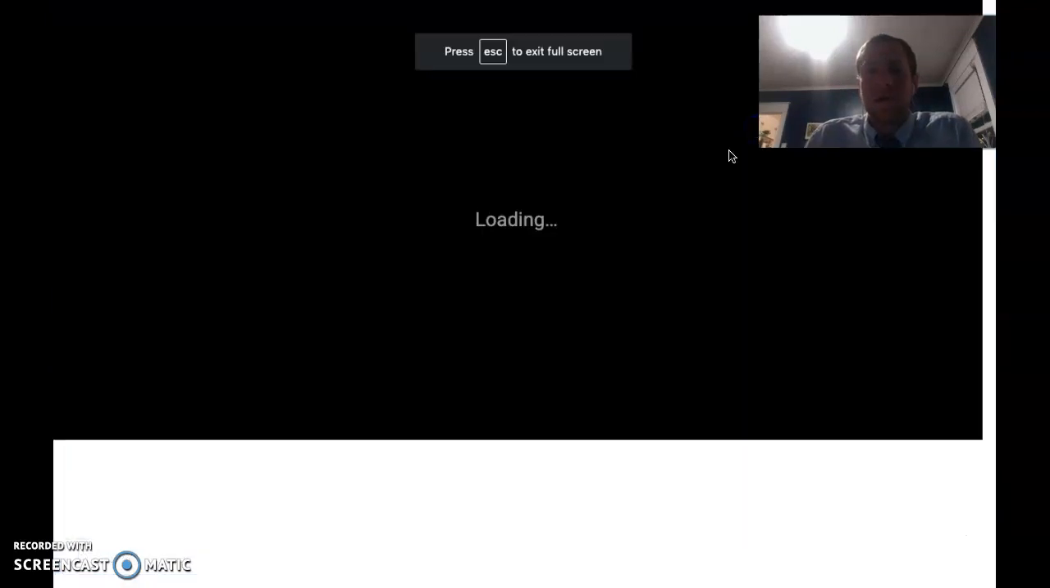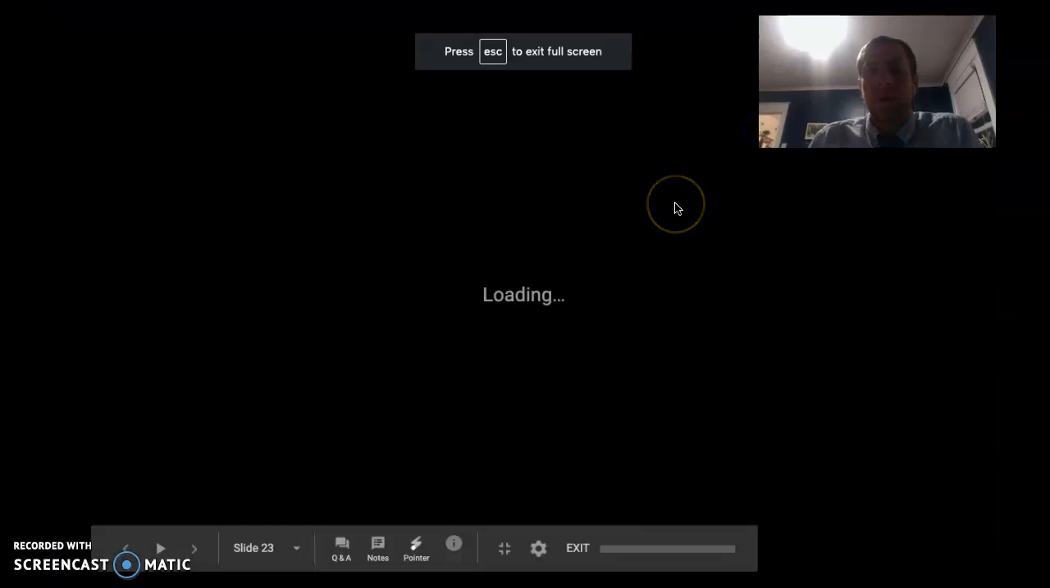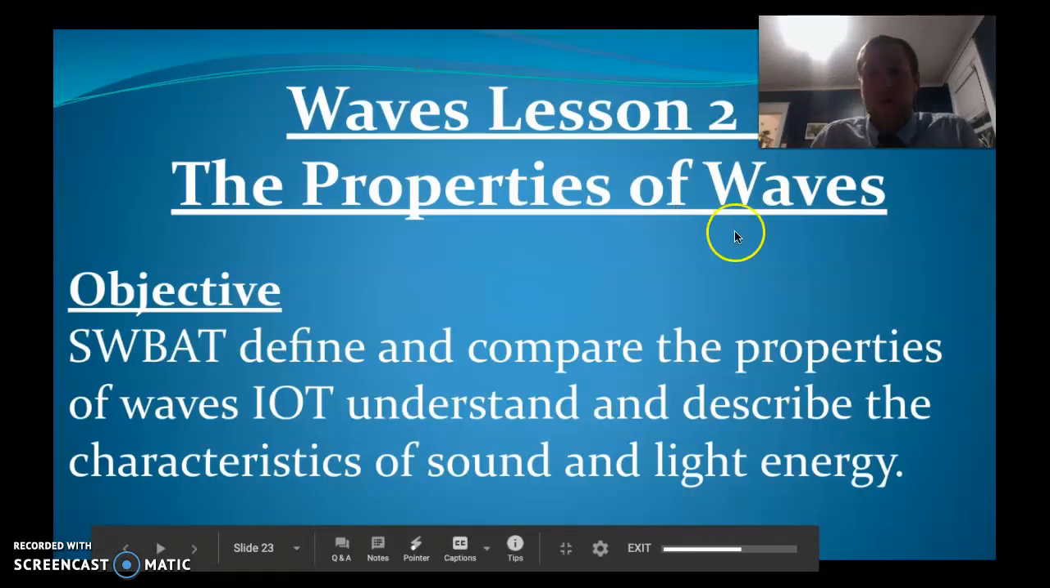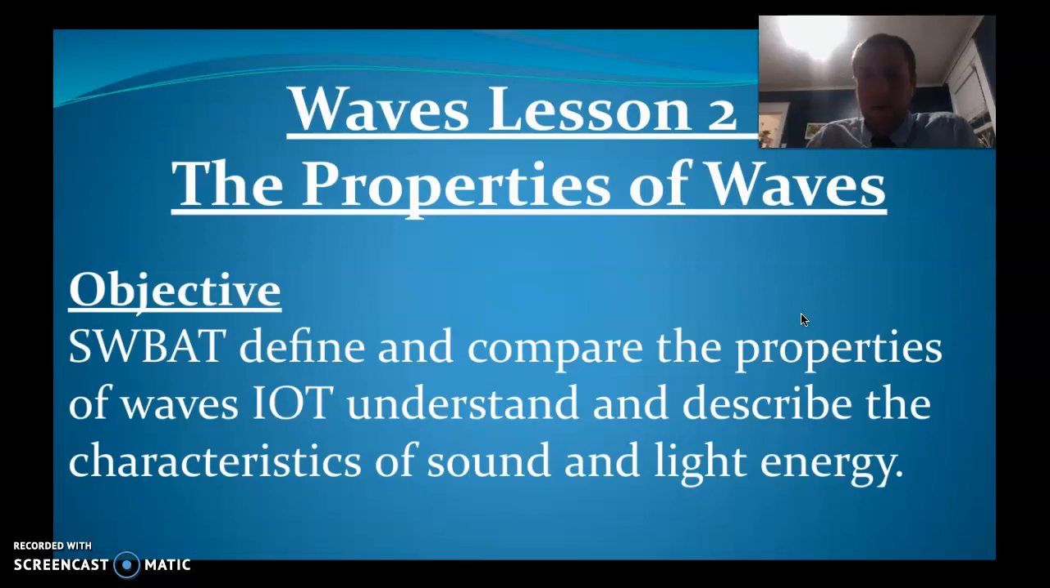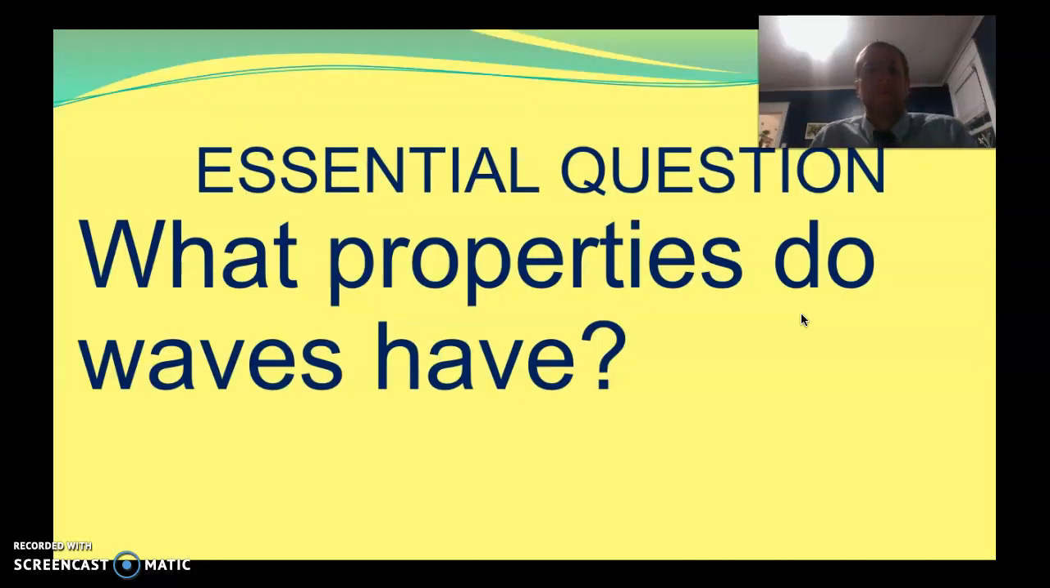So let's get started here. The properties. What are the things that make waves waves? We'll be talking about all the types of waves we talked about before. We're just going to start describing them in a little bit more detail.